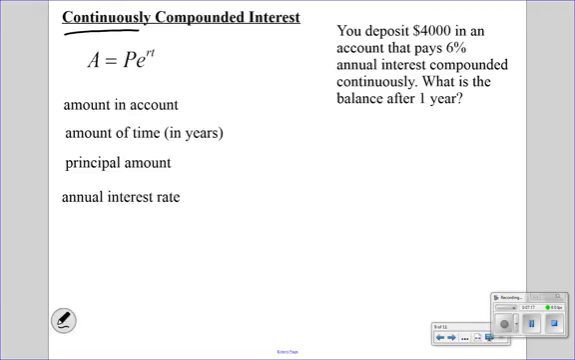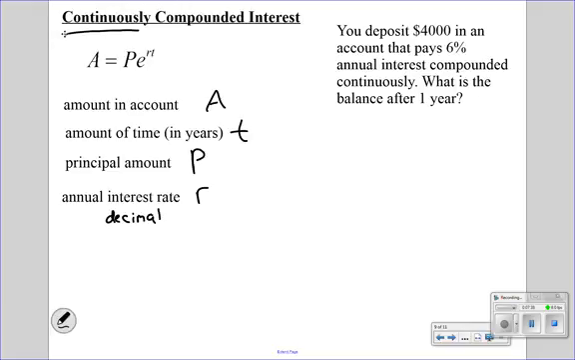So once again, our amount in our account is our A, that's our total. The amount of time in years, T, once again, in years. Principal amount is P, remember that's how much money we start with, how much money we put in. And then our annual interest rate is R, and remember that's in decimal form. So if it's 6%, it's 0.06.